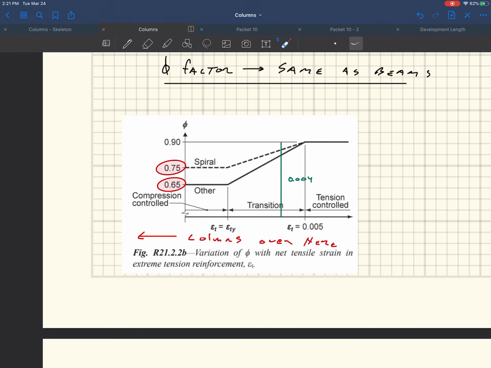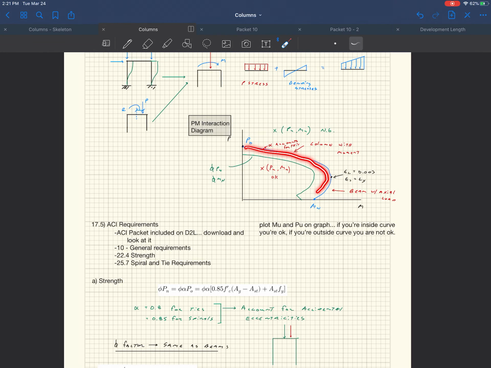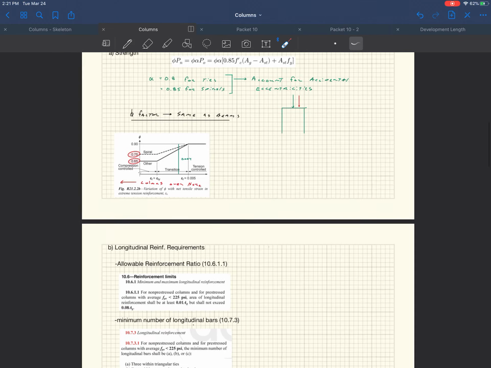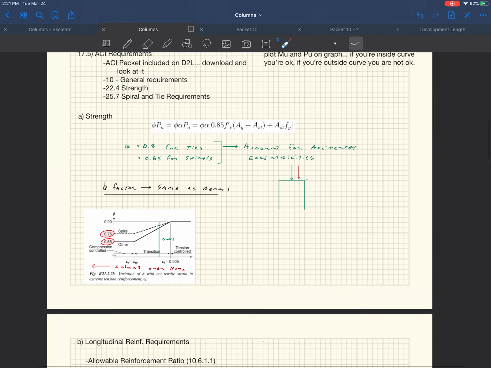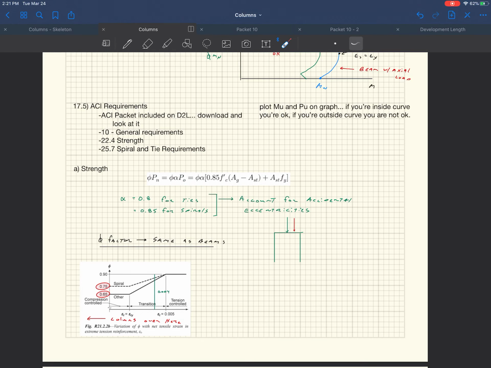And so if you have something with axial load and bending, you're somewhere in this spectrum right here. And then, if you go all the way in this curve, that phi factor goes all the way up to 0.9. And so you actually trace out that whole thing when you do the full PM interaction diagram. Anyways, enough about that.